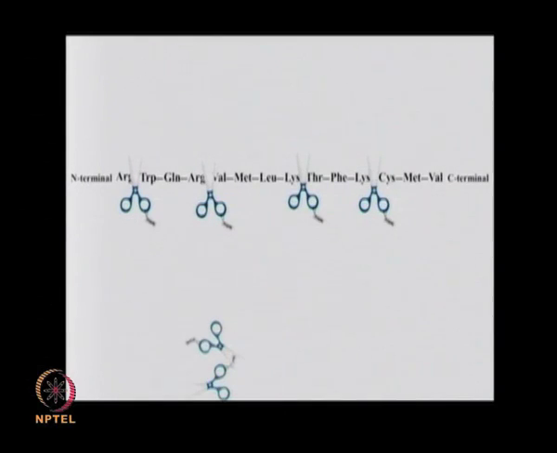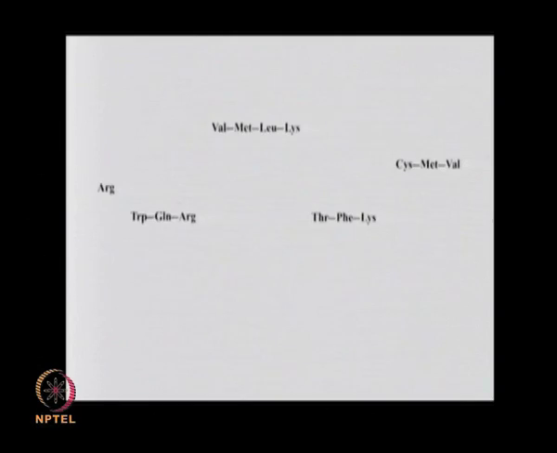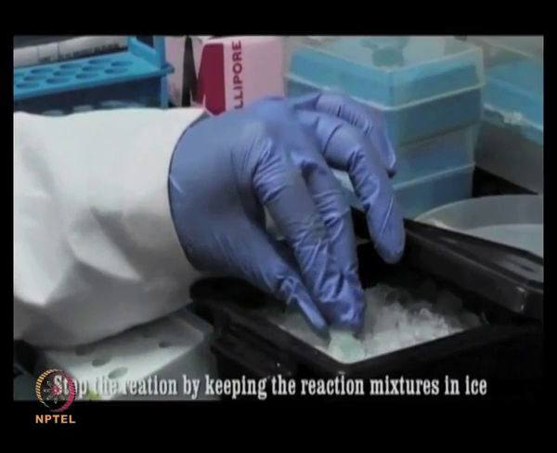So, prior to MS identification, proteins are digested to generate peptides. There are several proteolytic enzymes available. Chymotrypsin, trypsin, pepsin are some of the enzymes commonly used for proteolysis.